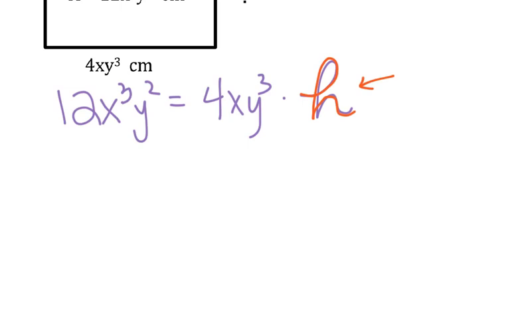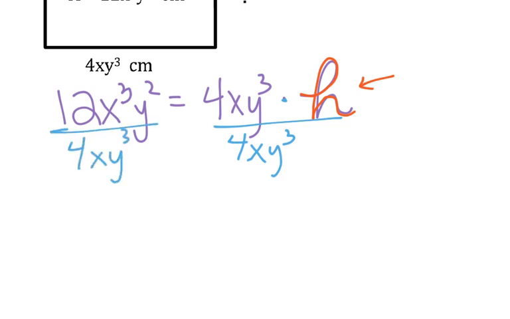So it says 4x y to the 3rd times h. So I'm going to divide by 4x y to the 3rd. And so I have to do that on the other side. So on the right-hand side, this is going to cancel with that because they're exactly the same, and I'm left with h.